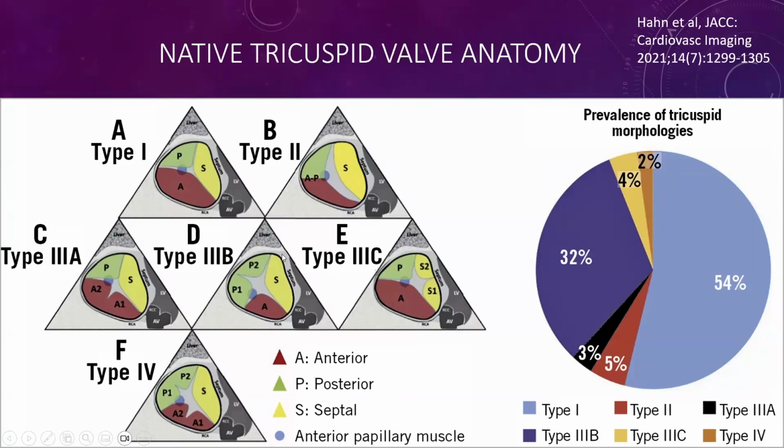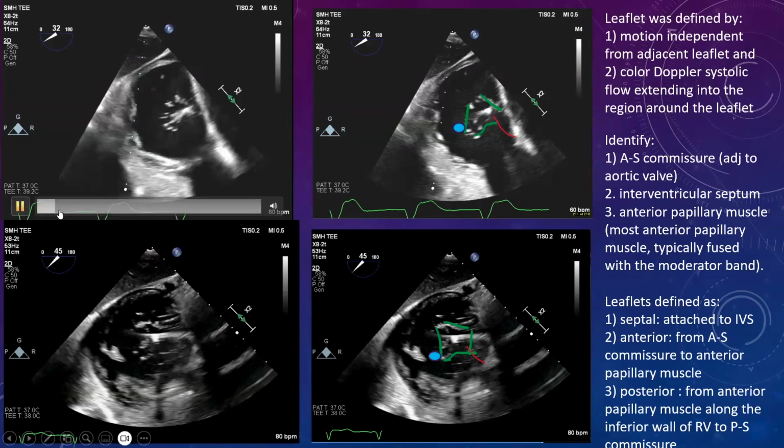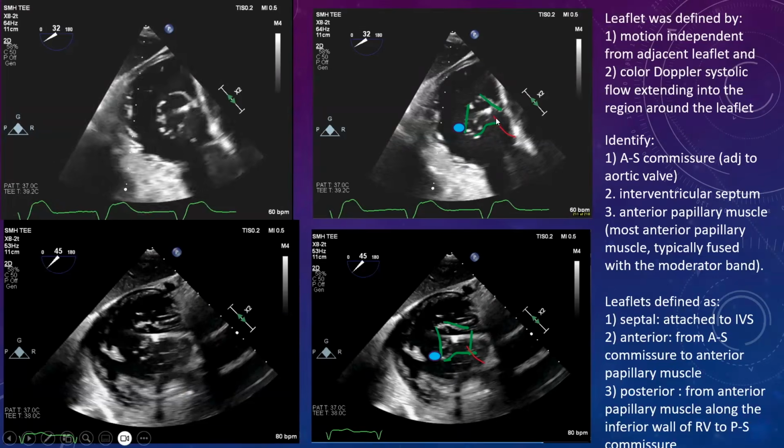And so that's why in this situation, you would count these as 2 posterior leaflets, but in this situation, you would count this as 2 anterior leaflets. So just from a nomenclature perspective, that's sort of how it's named. And so I've explained that here on the right-hand side. But if we look, you see we have defined the anterior septal commissure, the interventricular septum, and the anterior papillary muscle based on other views.